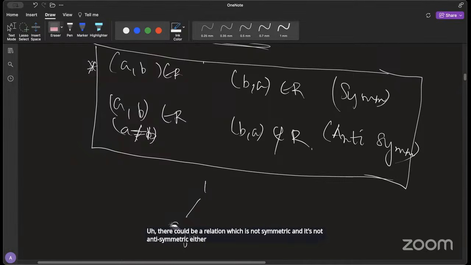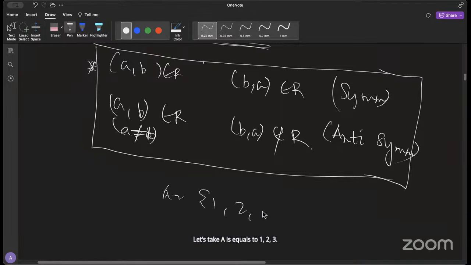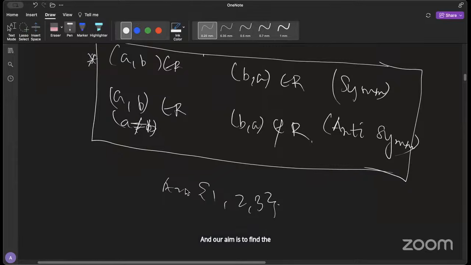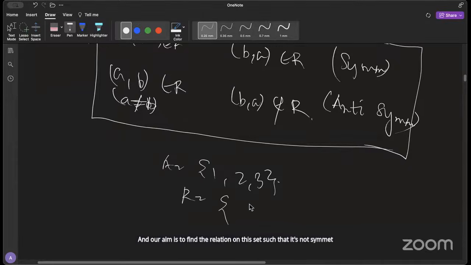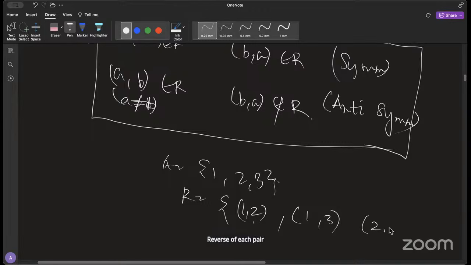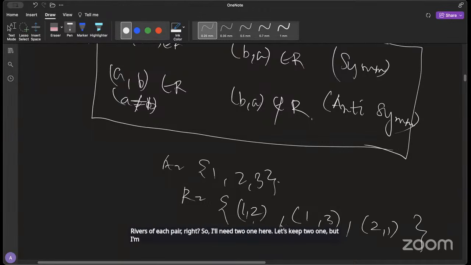And how is that possible? Let's take a set A = {1, 2, 3}, and our aim is to find a relation on this set such that it's not symmetric and it's not anti-symmetric. So let's take (1, 2) and (1, 3) here. Then for this to be symmetric, I need the reverse of each pair, right? So I'll need (2, 1) here. Let's keep (2, 1), but I'm not keeping (3, 1).